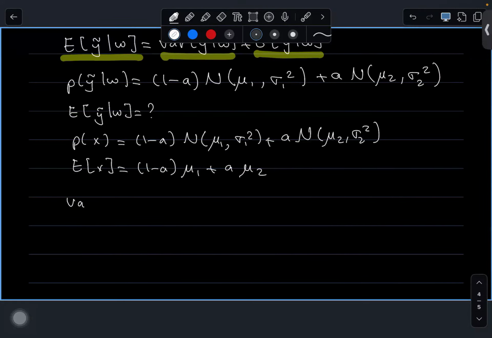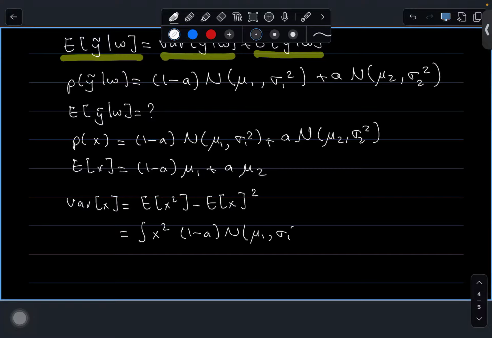The variance of x, if I have a sum of two Gaussians, is the expected value of x squared minus the expected value of x, quantity squared. So let's compute the expected value of x squared. The expected value of anything is the integral of that thing times its probability, which is the integral of x squared times 1 minus a times the normal mu 1, sigma 1 squared, dx.